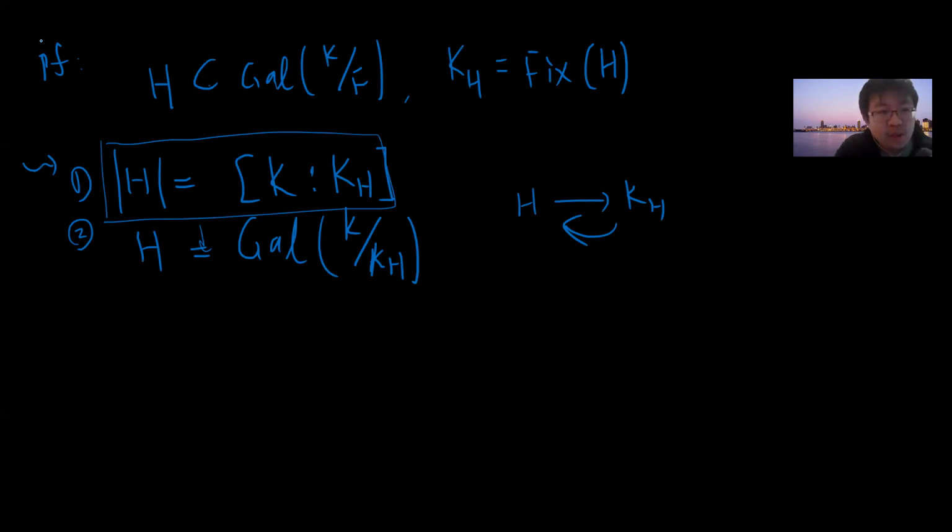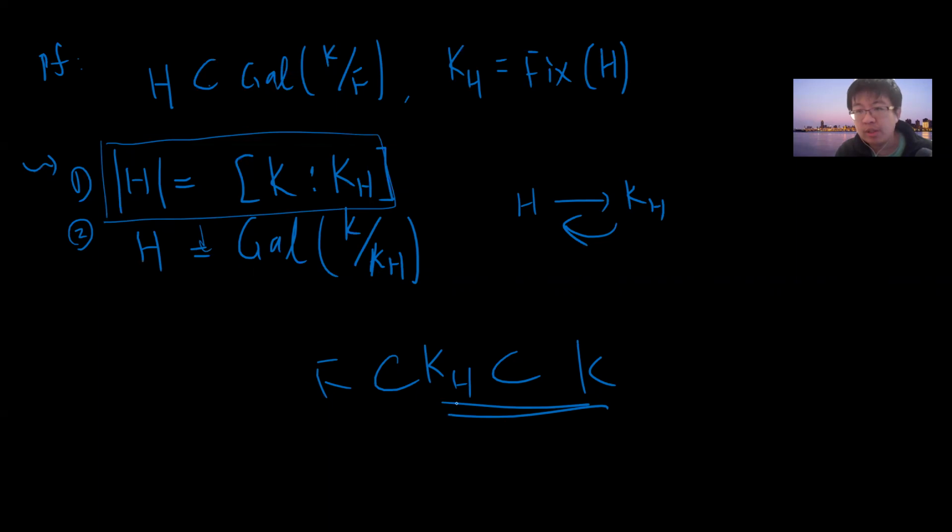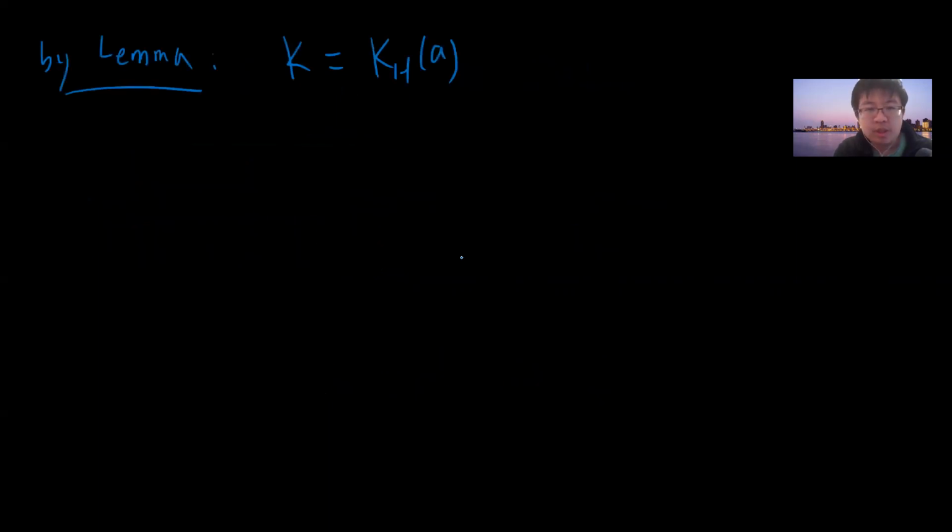Okay, so by the lemma, I know that K is exactly K_H joined with an element A. This is a trick, because K_H is an intermediate field, so this extension will be normal. So K will be an algebraic extension over K_H, and by the previous lemma, it finally becomes just one element. Okay, so this is our starting point.